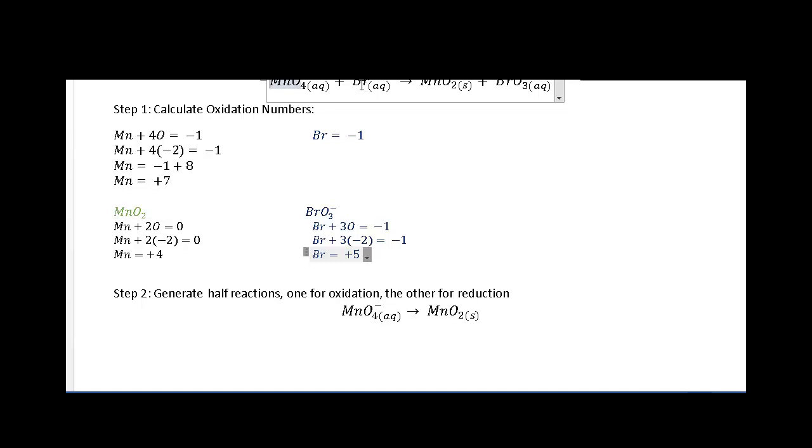Let's look at the bromine now. Br minus, remember the charge takes the oxidation number. So bromine here on the reactant side will have an oxidation number of -1.